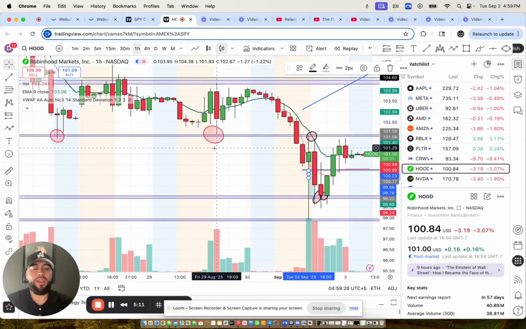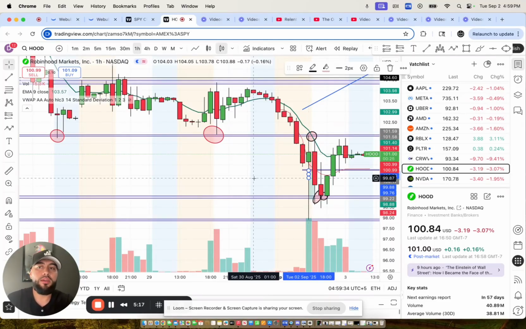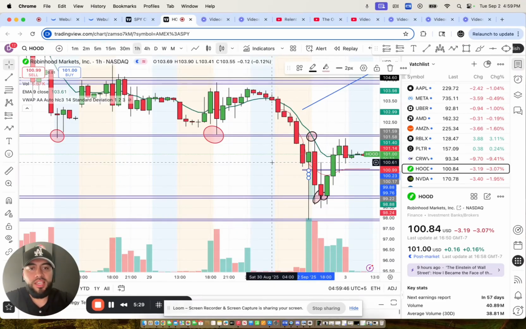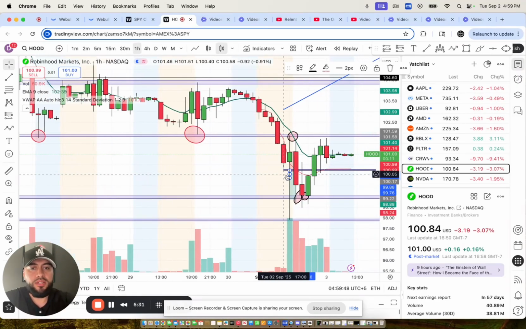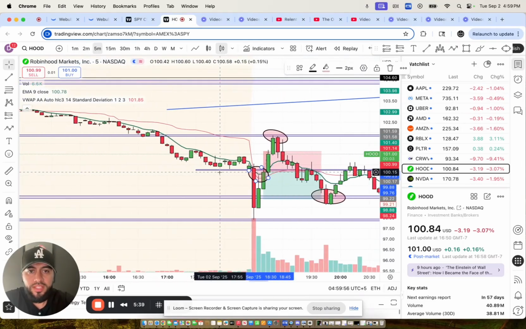It's supposed to be testing 102 for a rejection, because now we are acting as resistance. We are also testing the 9 EMA on the 1 hour time frame. I'm going to double down my position if we can see any type of rejection or any type of downward action with the sells that are coming in, because we're getting a nice higher low trend here.